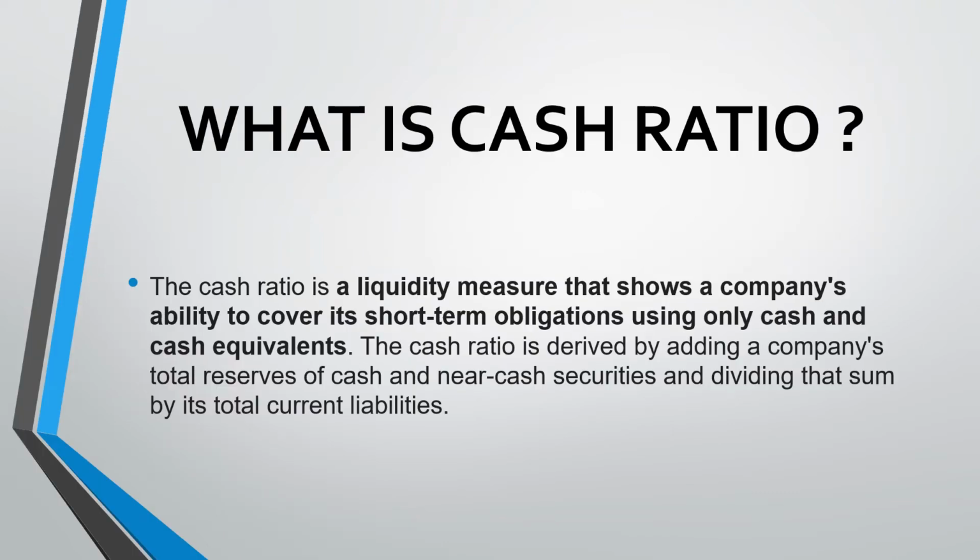Now, what is cash ratio? The cash ratio is a liquidity measure that shows a company's ability to cover its short-term obligations using only cash and cash equivalents. The cash ratio is derived by adding a company's total reserves of cash and near cash securities and dividing that sum by its total current liabilities.